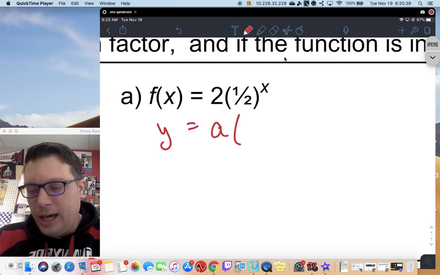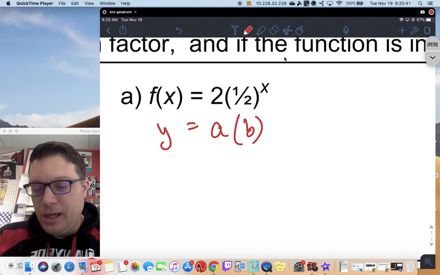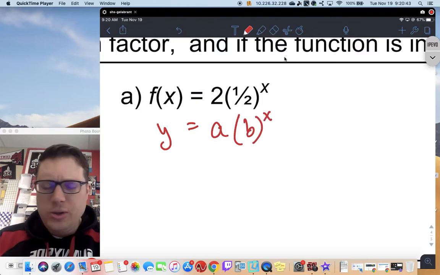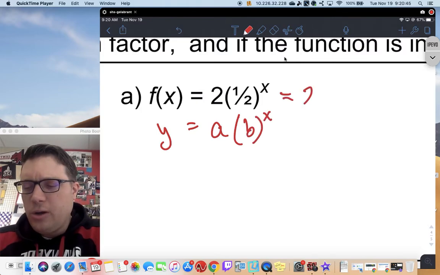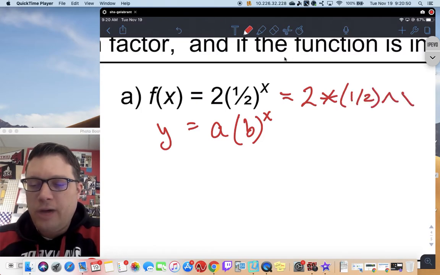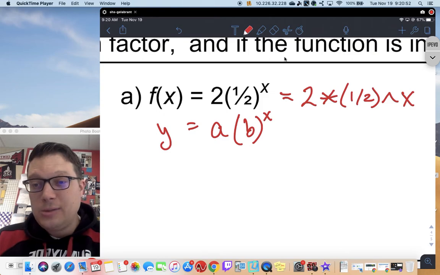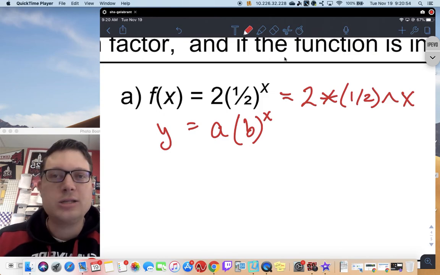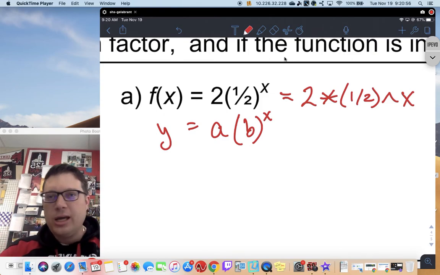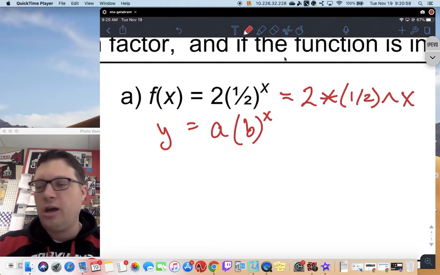2 is a, 1/2 is b, and then its exponent. Sometimes you can type this into a formula if you go 2 times 1/2 to the power of x. That would be something that lets you type it into a spreadsheet, and then you could create a list of points from the information given.